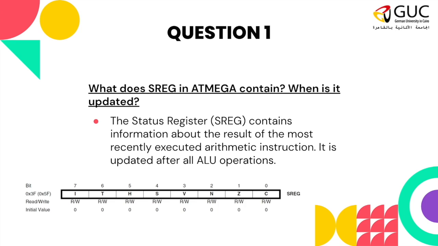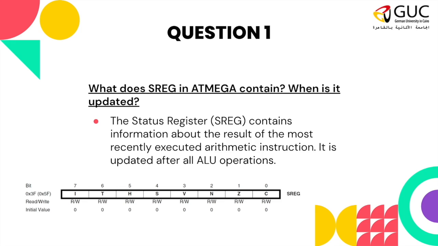So as you can see, the status register is not a general purpose register, meaning that it is used to control the functionalities of my microcontroller, or it will notify me with some information about the operations occurring inside my microcontroller. It's an 8-bit register, as you can see from the figure, and each bit inside this register is related to a specific operation that is occurring inside my microcontroller.